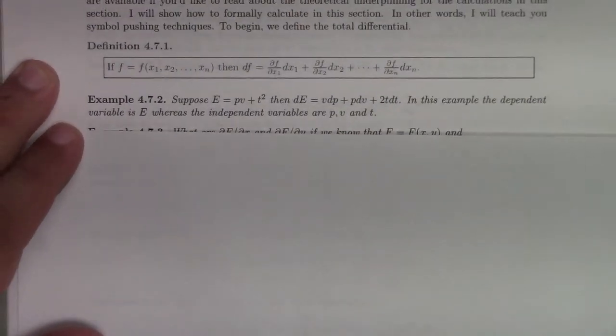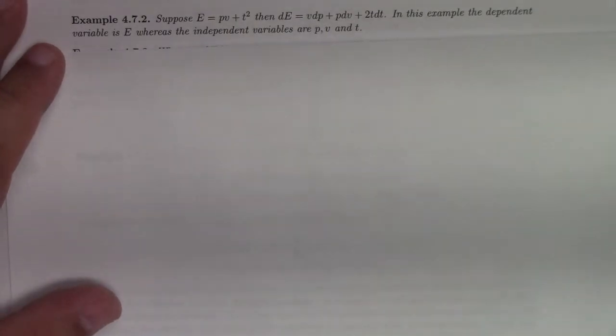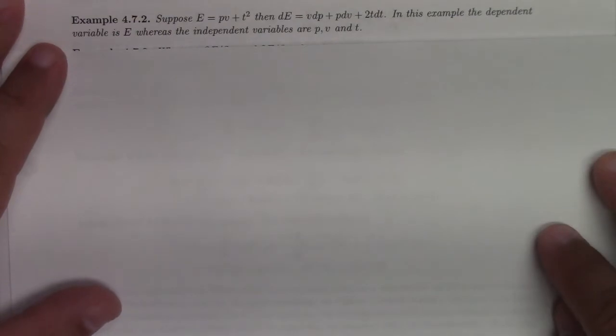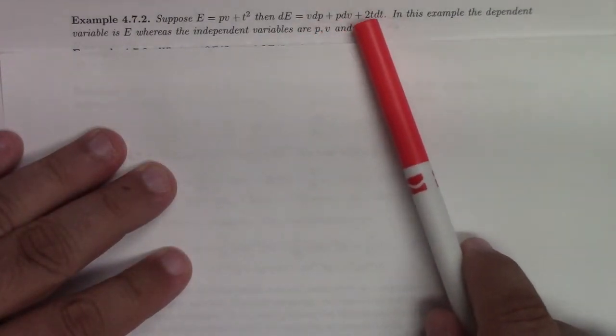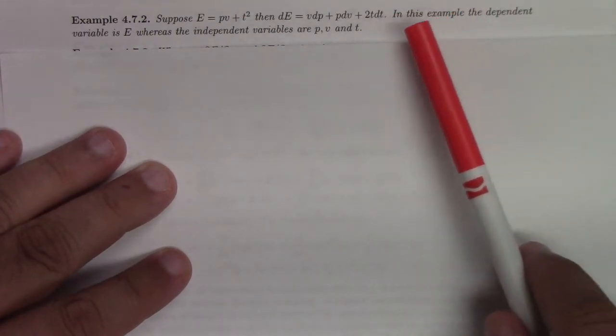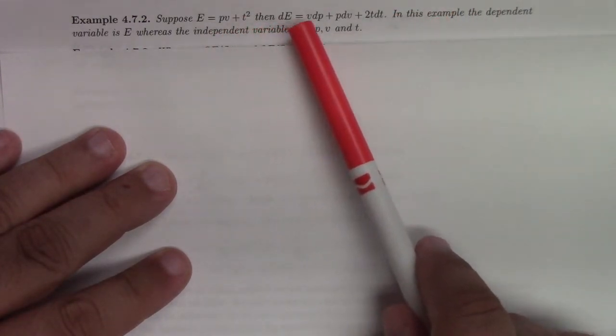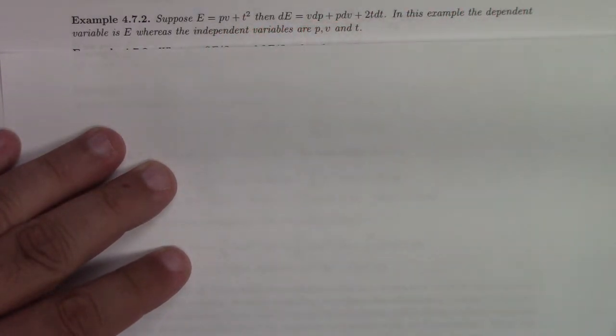Alright, so there's the first example right there. If I've got E equal to PV plus T squared, then dE would be V dP plus P dV plus 2T dT. I just take the derivative with respect to every variable that appears, right? Just like that.